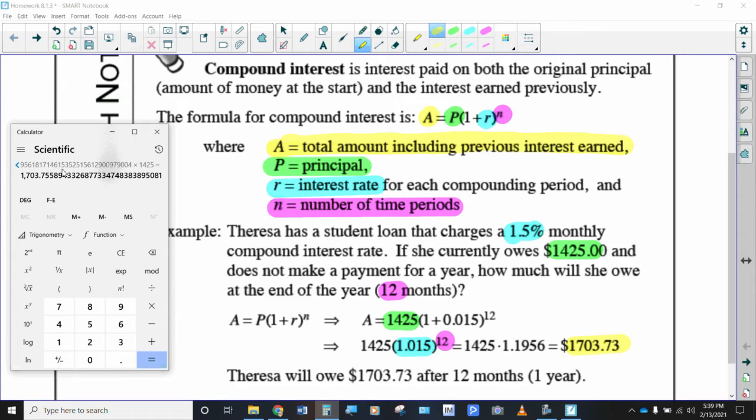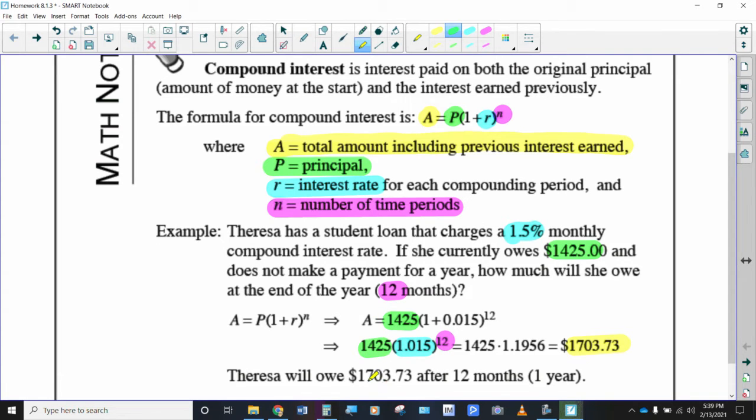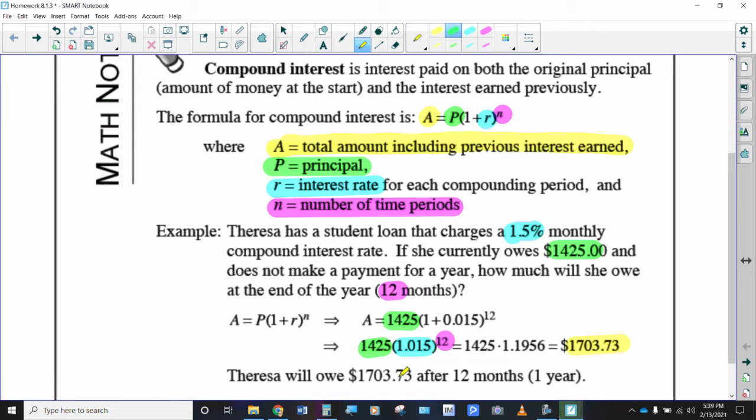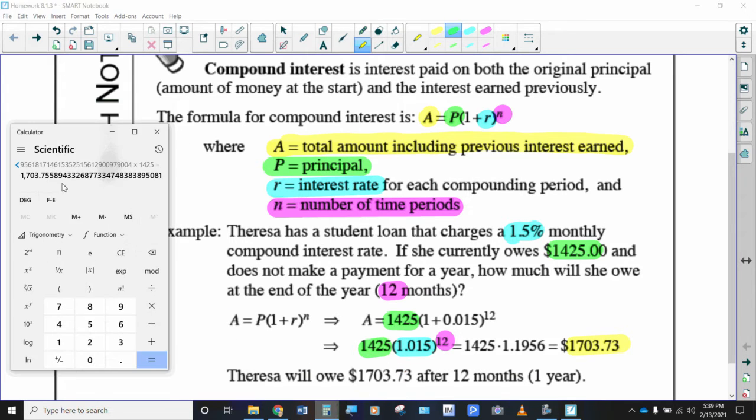If you want the exact answer, keep that decimal in its long form in the calculator and just turn around and multiply it times your principal, and you will get the most accurate answer, which is your new amount: $1,703.73 or 75 cents, depending on how you rounded it, 76 cents. And then if you want to find out the amount of interest earned, just take this amount and subtract away the principal, $1,425. And that's going to tell you that you earned $278.76 or 73 cents, depending on how you rounded it down here.